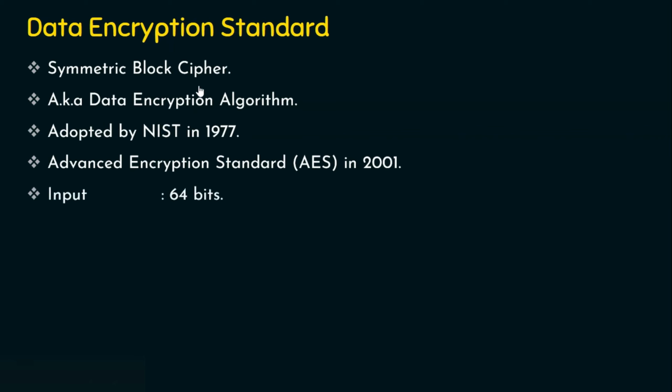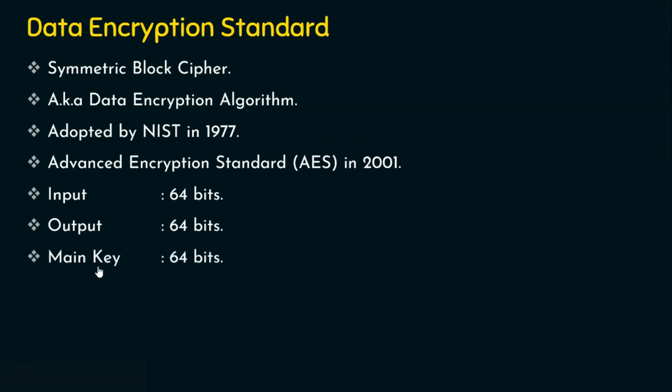The input size is 64 bits. So DES can encrypt 64 bits at a time. Input means the plain text, so the plain text size is 64 bits. And obviously, the output size is also 64 bits. So the 64-bit input is fed into the DES encryption algorithm, and this algorithm is going to convert that 64-bit plain text into 64-bit ciphertext.